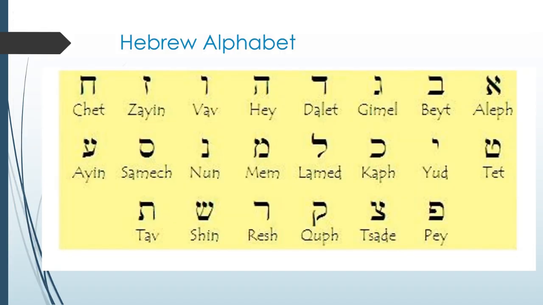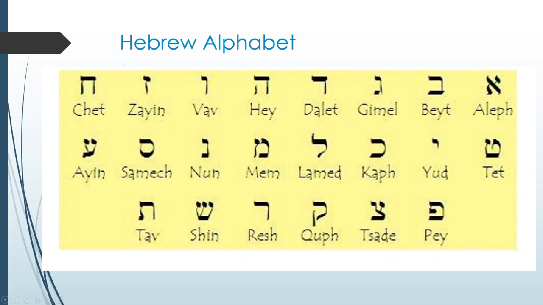And then here is the Hebrew alphabet in a modern font again. And what this has is the English name underneath it. So we've got the Aleph, the Beit, Gimel, Dalet, Hey, Vav, Zayin, Chet, Tet, Yod, Kaf, Lamed, Mem, Nun, Samech, Ayin, Pei, Tzadeh, Kof, Resh, Shin, and Tav.